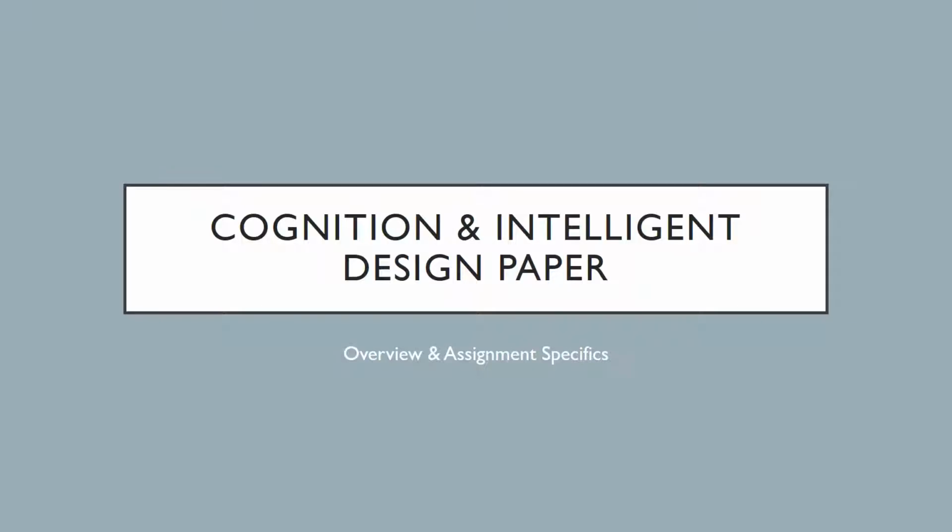All right, for the Cognition and Intelligent Design paper, here's an overview and some assignment specifics that I think will be really helpful as you piece the parts together and try to understand the scope of the paper and what's expected throughout this course.